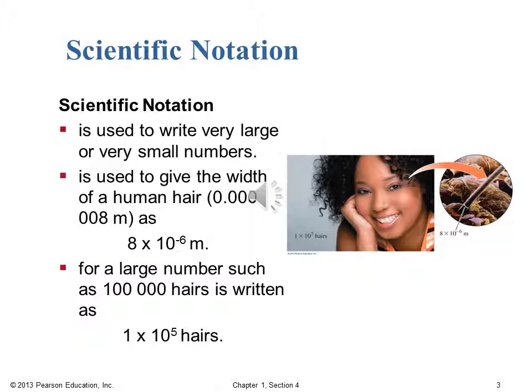If we're looking at a human hair, human hair does vary in thickness based on ethnic background. So people from very far northern European descent will have slightly thinner hair, and people from African descent will have slightly thicker hair. But again, the average width of a human hair could be given as 0.000008 meters, or we could write it much more conveniently as 8 times 10 to the minus 6 meters.